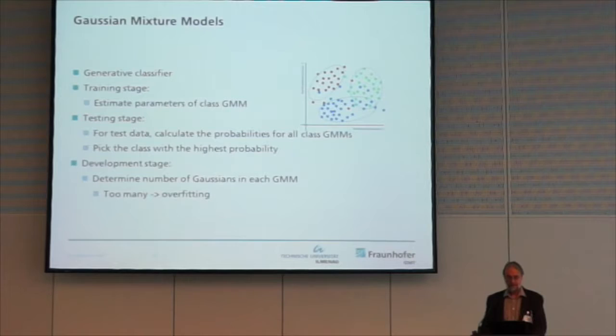So, to do training there, again, what we want to do is to estimate the parameters to get our model. Again, the idea is if we have a model, we have a very small number of parameters to describe that. So the idea is for test data to calculate the probabilities for all GMMs which belong to this class, and then pick the class with the highest probability. And for the development stage, of course, it's important how many Gaussian distributions are used together to get us to the Gaussian mixture model.